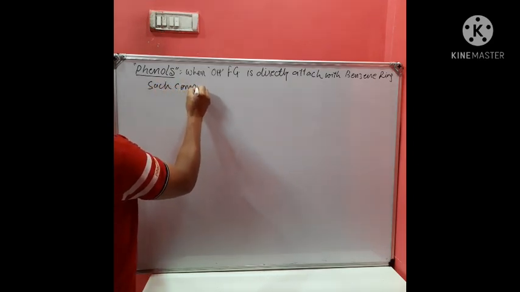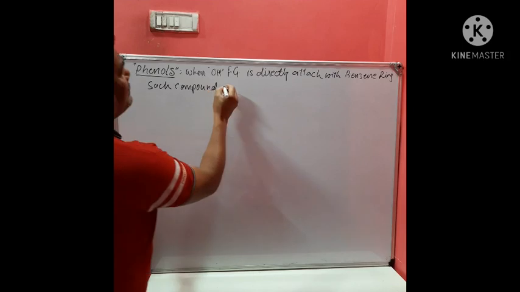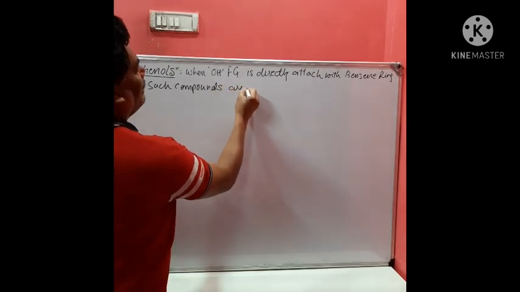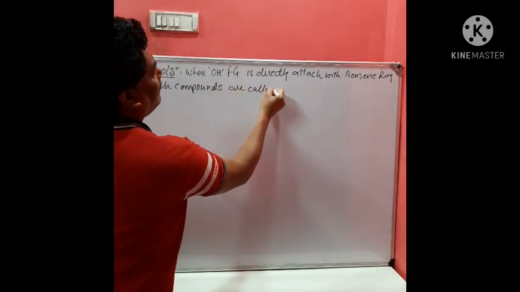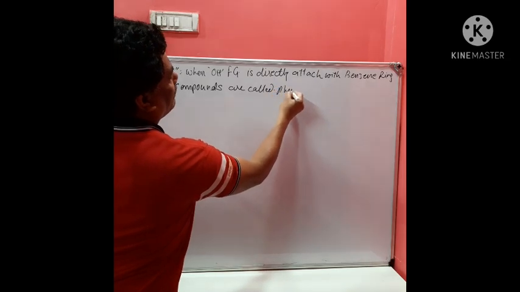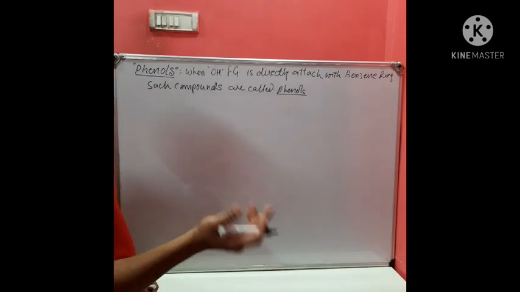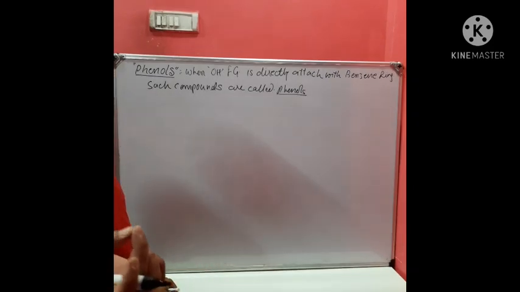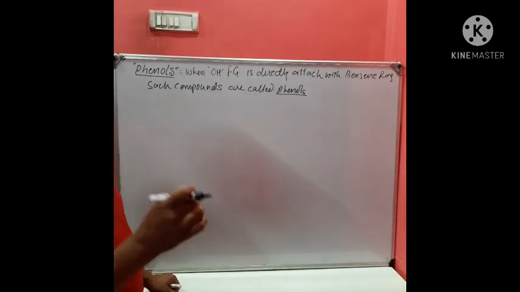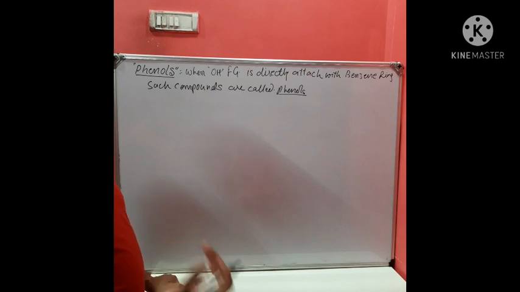Such compounds are called phenol. Actually, some more thing is there. Even if there is a benzene ring and a hydroxy group with an alkyl radical between them, they are also considered in the category of phenols.